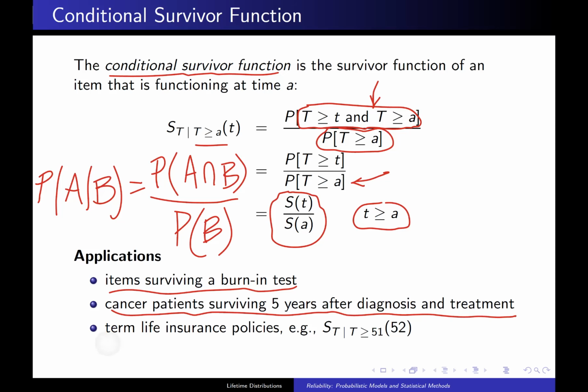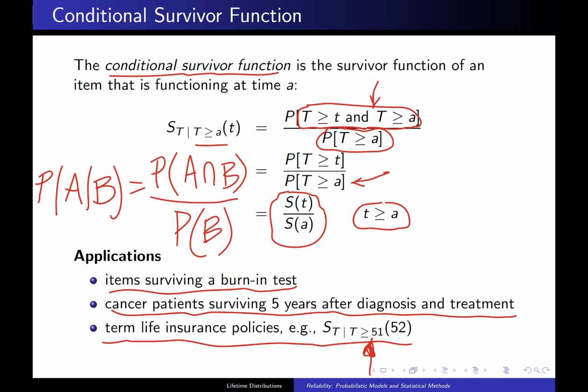Here's one that applies to life insurance premiums. Let's say you want to buy a term life insurance policy, and that is a policy which is only good for 1 year. And let's say further that you happen to purchase this policy on your 51st birthday.